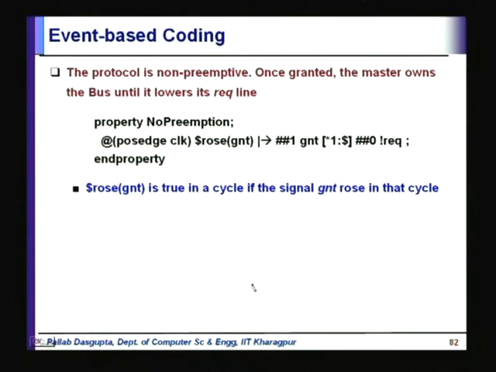First one says that once granted, the master owns the bus until it lowers its request line. So, there is a new construct which I did not mention before. $rose(grant) means this part becomes true in a cycle if the signal grant rose in that cycle. So, in other words, in the previous cycle grant was low, in this cycle grant is high, then $rose(grant) is true. Is that clear? It is like a positive edge of grant.